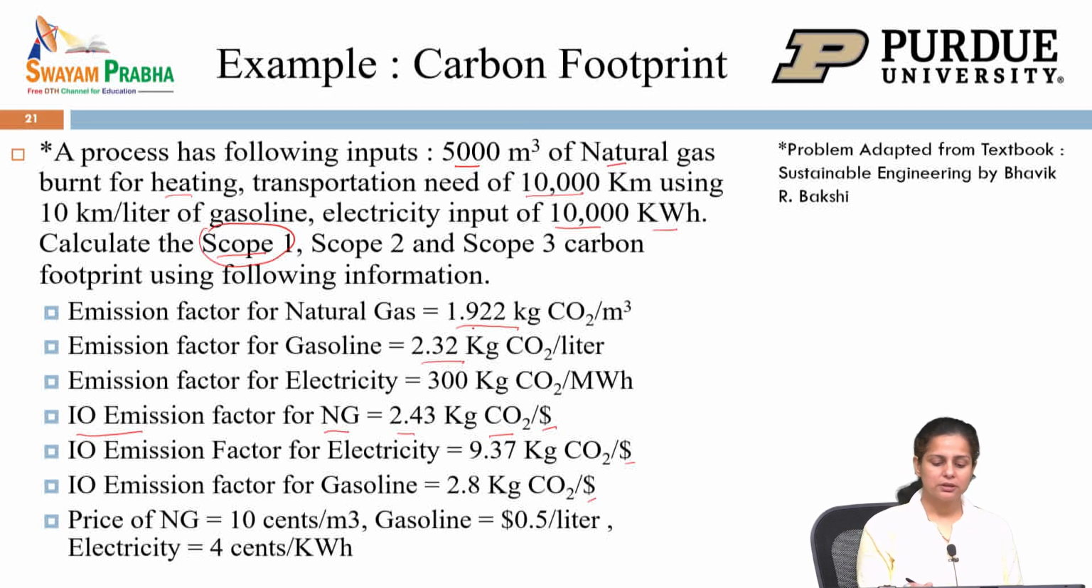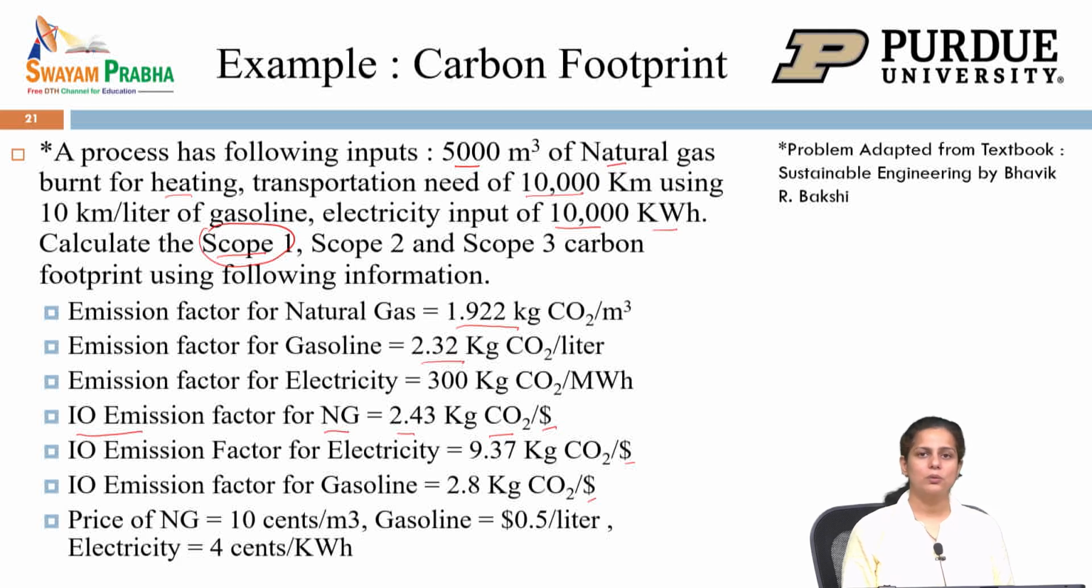So, now you can see that of course, it was 1.922 just for the direct one, but your emission factor that includes the life cycle all the upstream emission is 2.43 kg. Similarly, for electricity, we have 9.37 kg CO2 per dollar, and for gasoline we have 2.8 kg CO2 per dollar. Price of each of those are given.